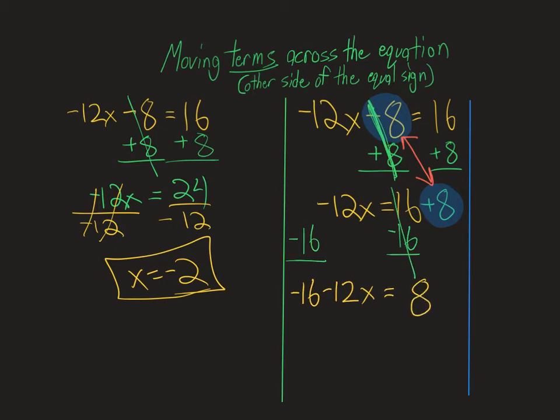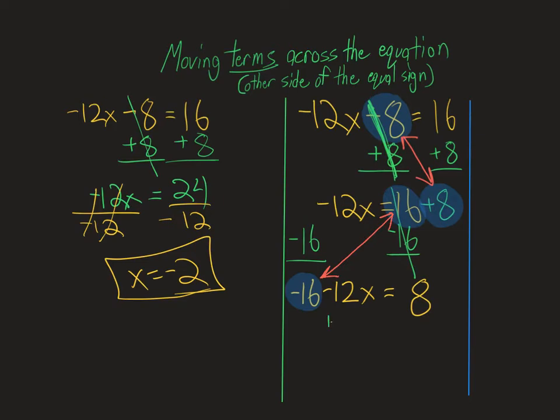Notice again, all we did was take a positive 16 that was on the right-hand side, and if I move it over to the left, it just becomes a -16. The equation is still balanced. I just moved the term across the equal sign by flipping its sign from positive to negative or vice versa. Okay, and we're going to do this one more time.